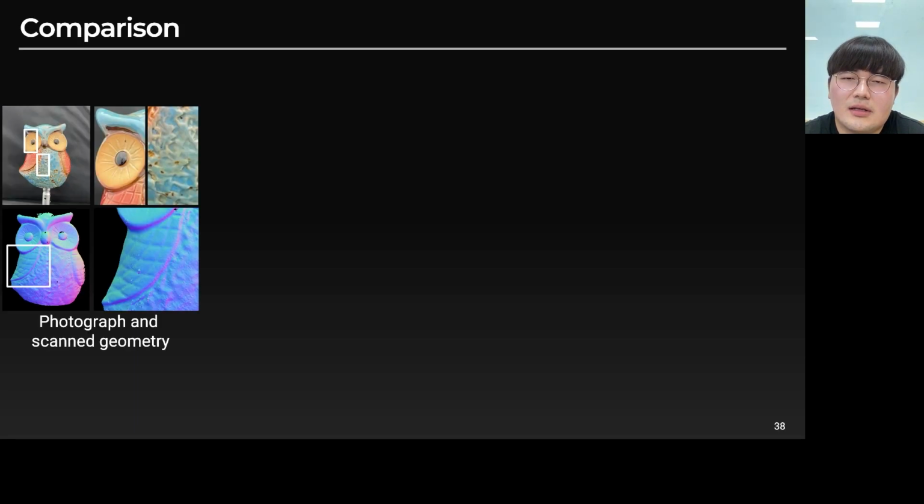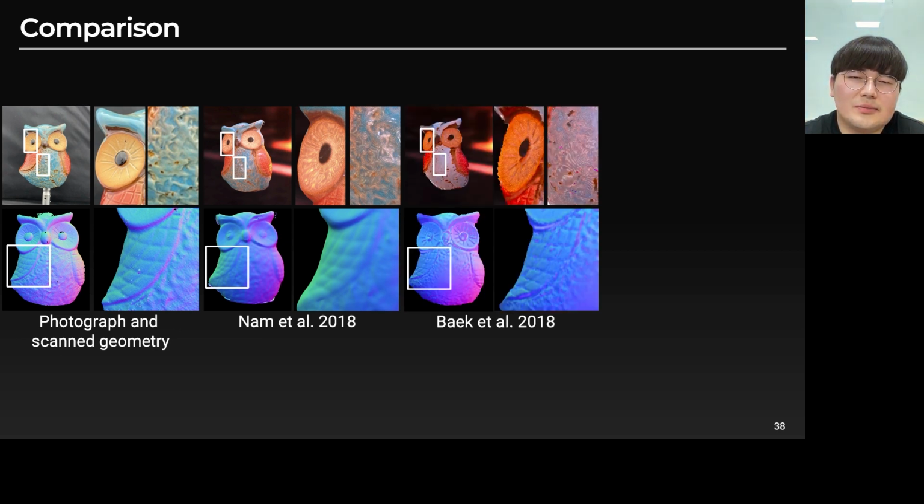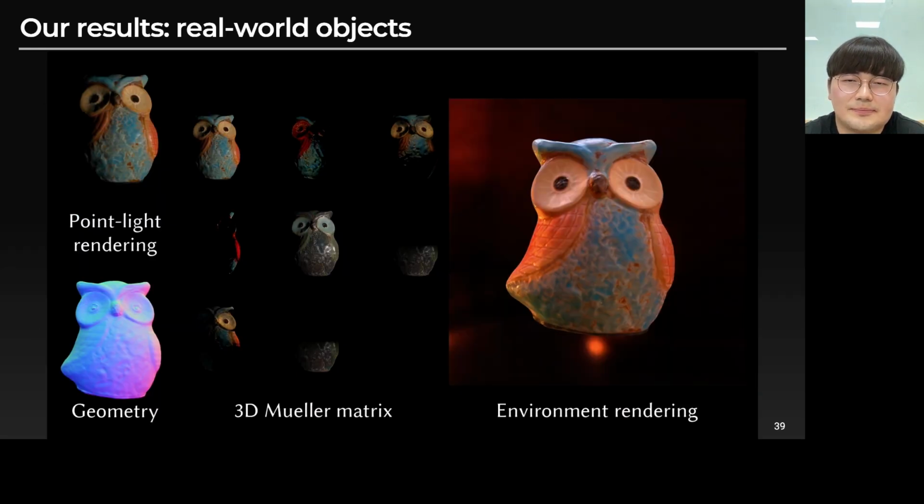Now we present results of the real object. These are photographs and scanned geometry of a captured ceramic object for reference. A result of Nam et al. suffers from overfitting artifacts in overview and light rendering. A result by Baek et al. also has artifacts in the rendering result and normals. The last one is ours. Our method can obtain the geometry and appearance with high fidelity with respect to ground truth.